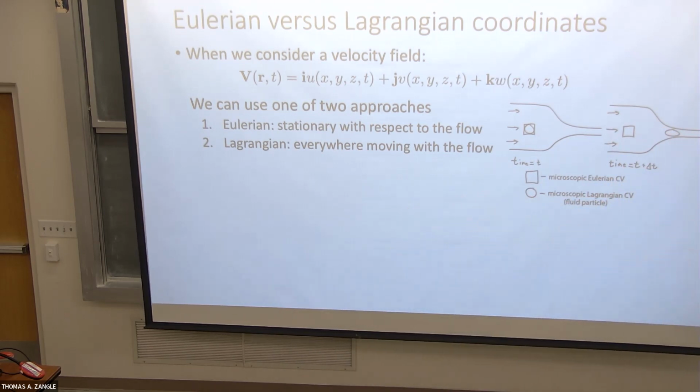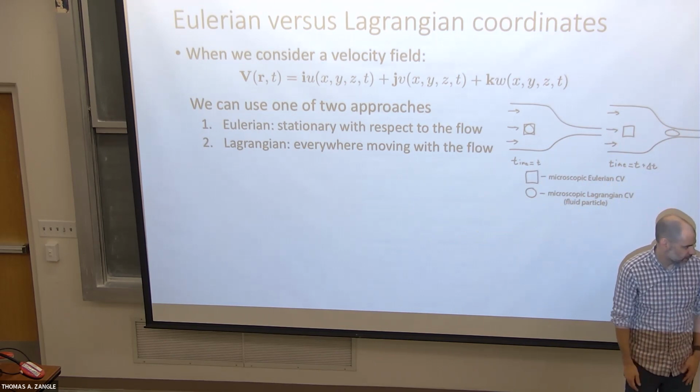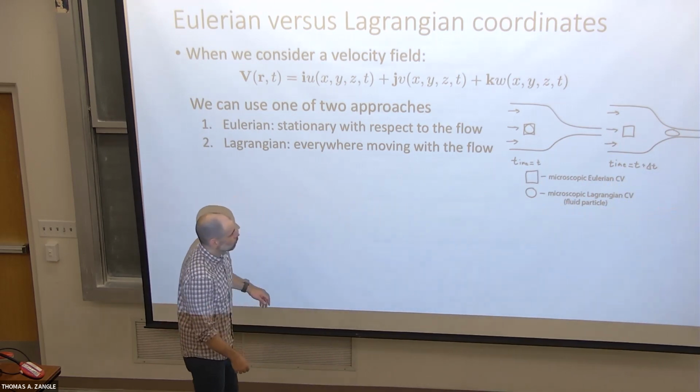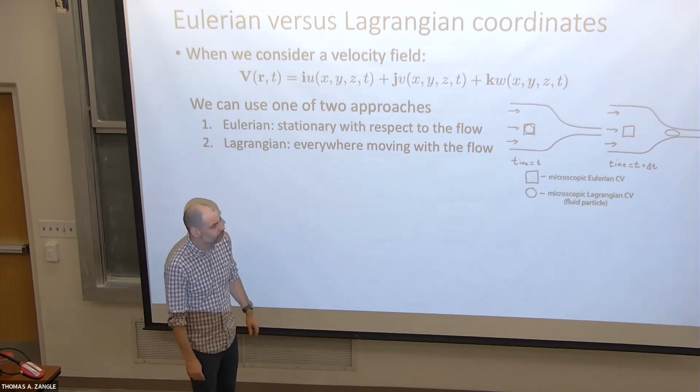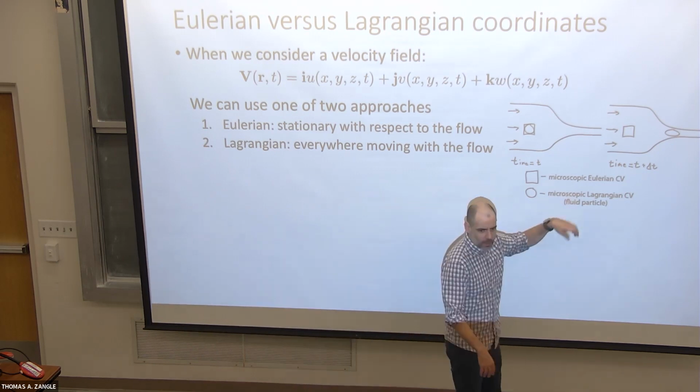So we're going to have to assume constant volume or constant mass. We're typically going to be assuming constant volume, but in compressible flow, we're going to see that we have constant mass instead. We have to hold something constant. So Lagrangian is everywhere moving with the flow.